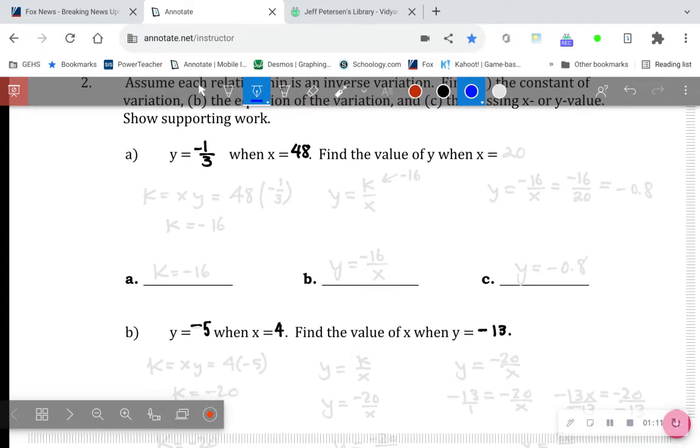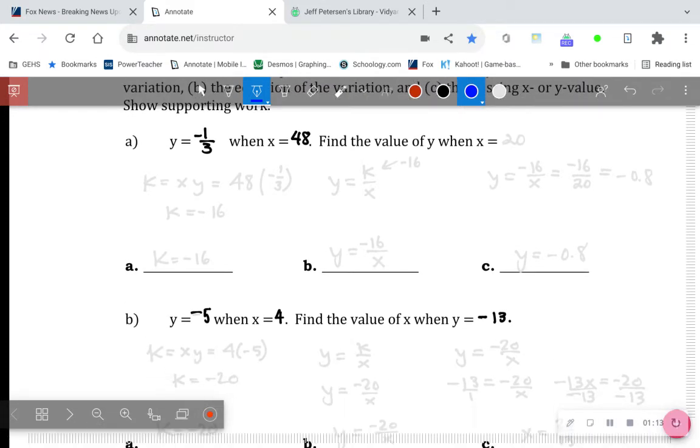Okay, there's a different type of problem down here. Looks like I got to fill something in I forgot to do here. So you'll notice that these numbers aren't the same as yours. These are examples. Okay, so to start with, we know that the x and y has to be constant. So when you multiply x times y, you should get the same number every time. And they give us this pair. So we'll multiply those together. 48 times negative 1/3. And that turns out to be negative 16.